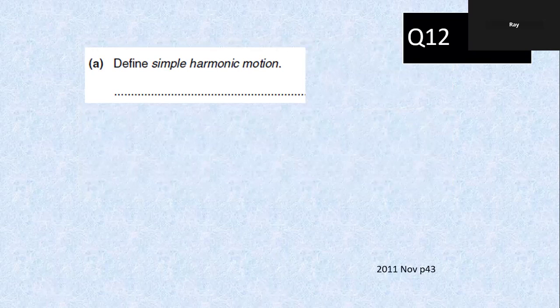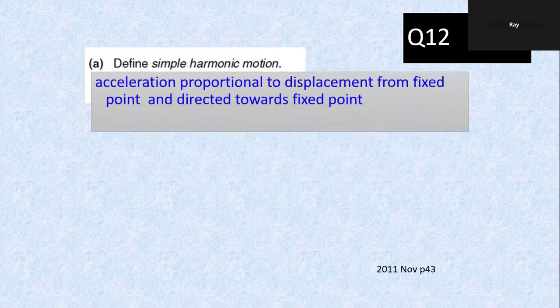Okay, see whether you can remember simple harmonic motion. Simple harmonic motion is memory work. Acceleration is proportional to displacement from a fixed point and directed towards the fixed point.